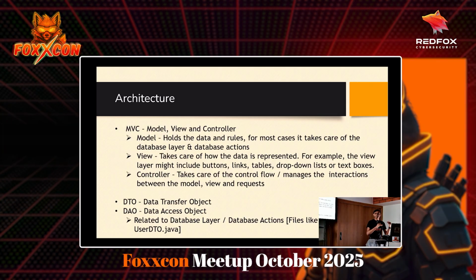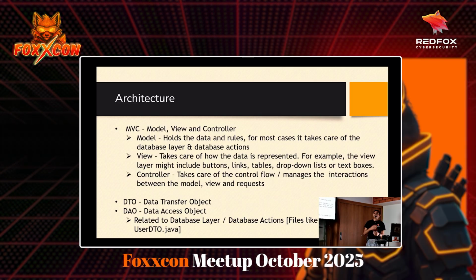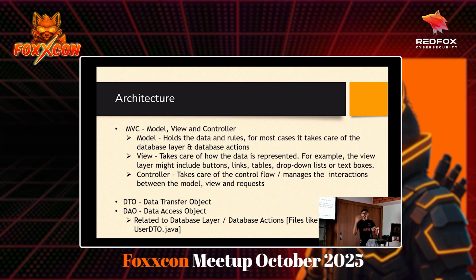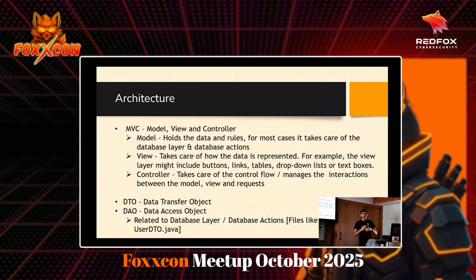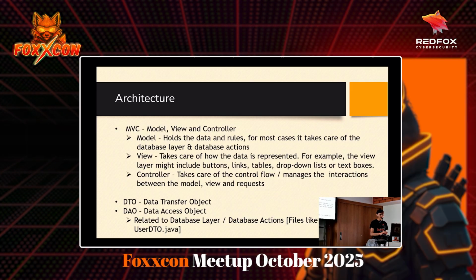I'm just explaining the theory, and we will move to the demo part as well. So the controller is the starting point. Then the view takes care of how the data is represented from the UI, from taking inputs from the UI to rendering it back to the UI. That comes under the view part. And the model basically handles the database interaction and database layer. It holds the data and rules.